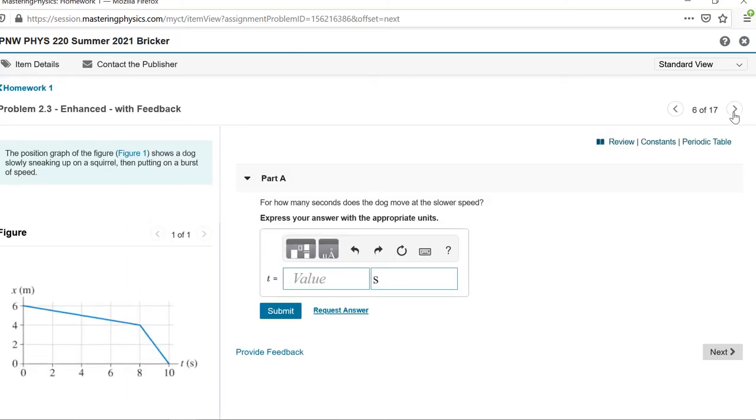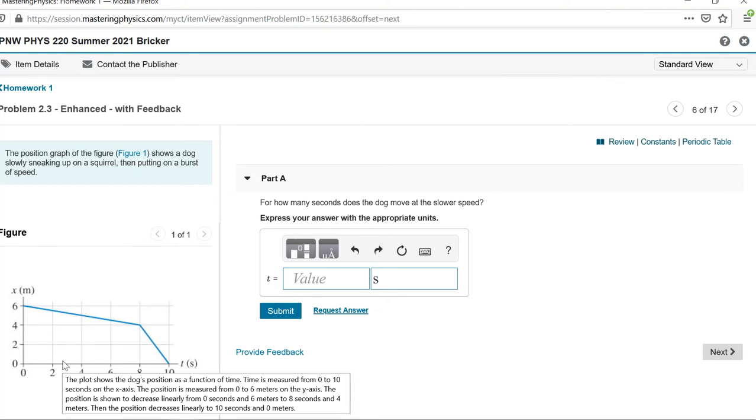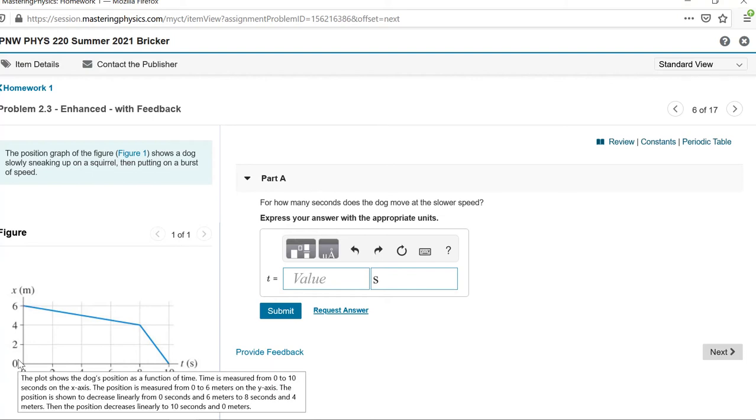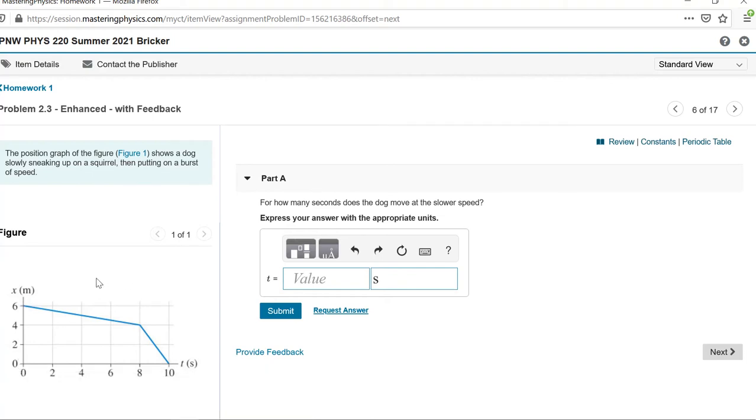Okay, this is a position versus time graph. Whenever you see a graph, make sure you look and see what's being graphed. Position versus time. You're used to x versus y. These motion diagrams are always going to have position versus time, velocity versus time, acceleration versus time. Okay, so let's see what we have here.